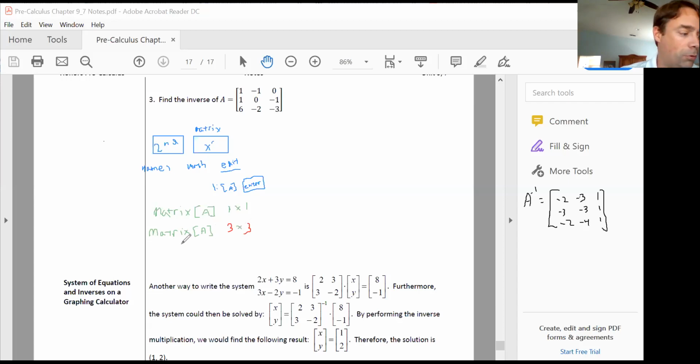And you're going to go through and type in that matrix A into it. So 1, 1, 6, -1, 0, -2, 0, -1, and -3.